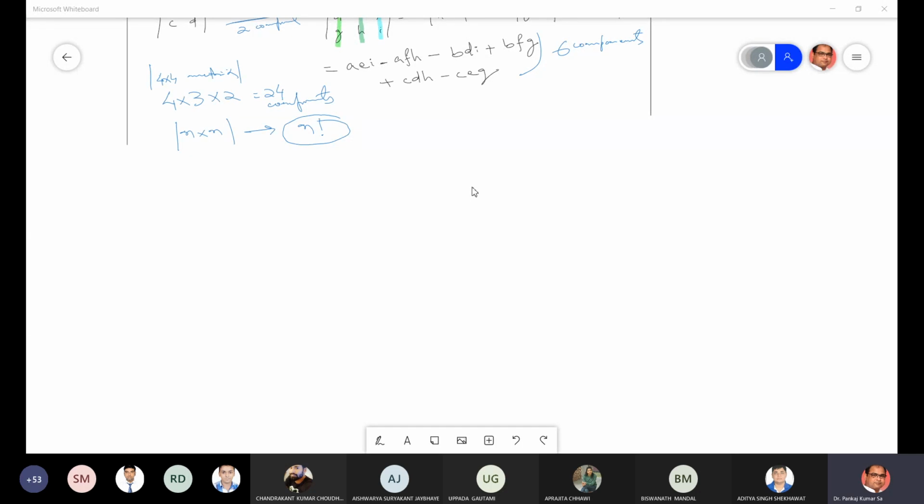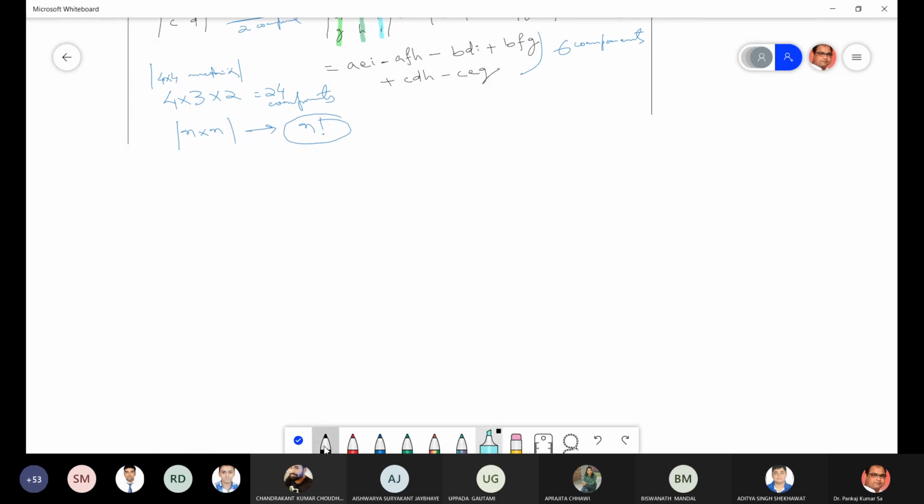Okay, is there anything else that I am missing? There is one more important concept that we call cofactor, minor. So what is a minor? A minor is the determinant of any square submatrix.